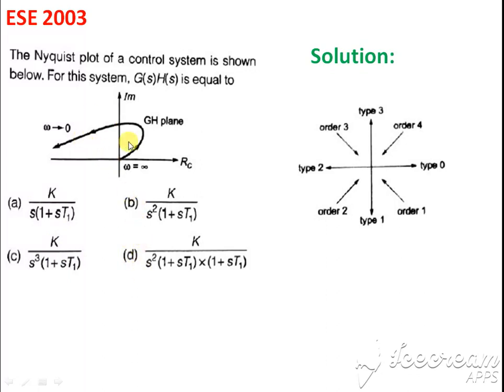Here the total shift is 180, and again 270 and 360. So after that a 360 degree shift is there, so two more poles in the given transfer function. Already type 2 and two more poles means the answer is option D. Because of s squared we get minus 180, because of this pole we get 270, and because of the addition of one more pole we get 360. So the answer for this problem is option D.